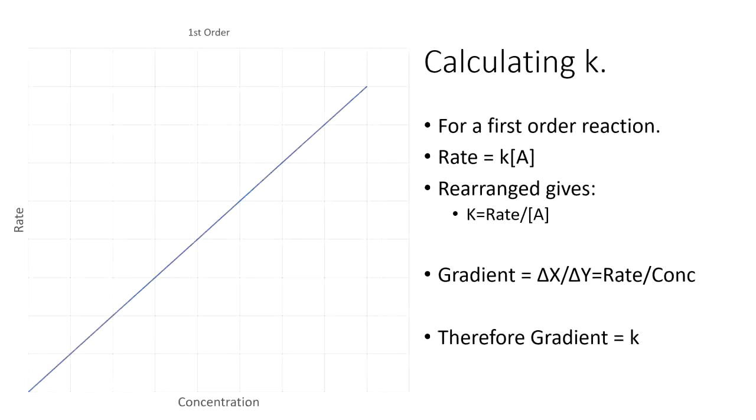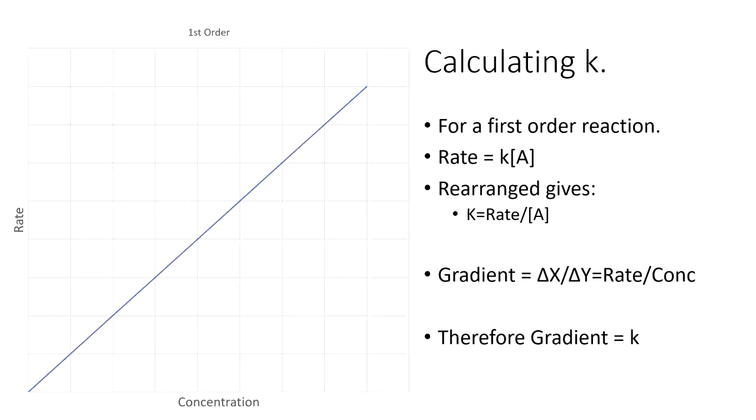Okay. There is one more situation where I wanted to talk about calculating k. Now the previous ones were from the concentration time graph. This is from the rate concentration graph. So if we had a reaction that was first order, the rate would be equal to the rate constant multiplied by the concentration of whatever our reactant was, A in this case.